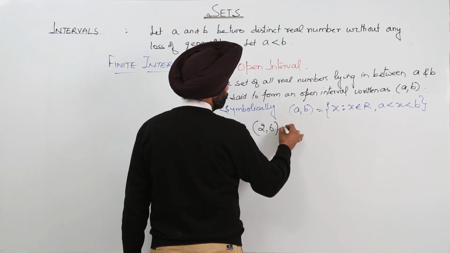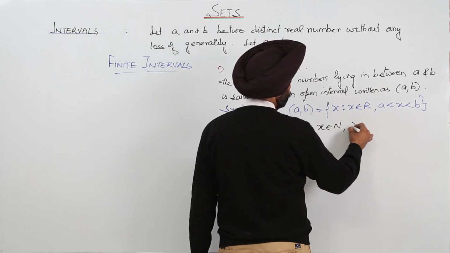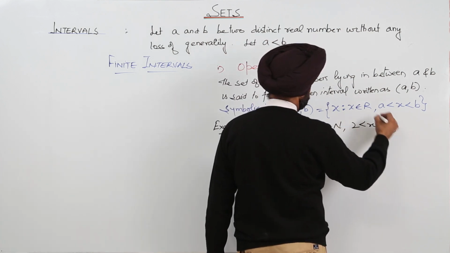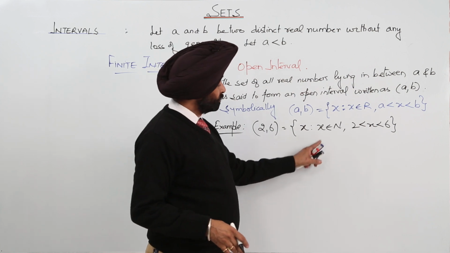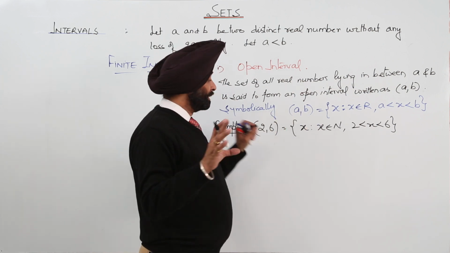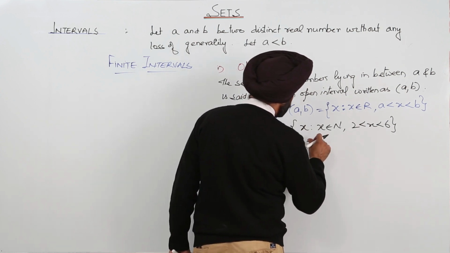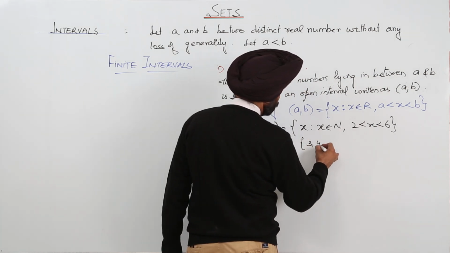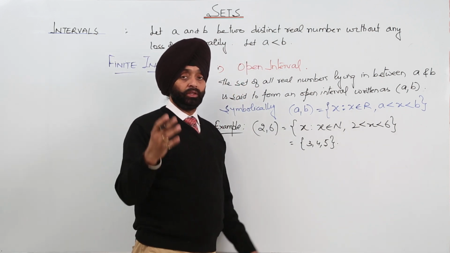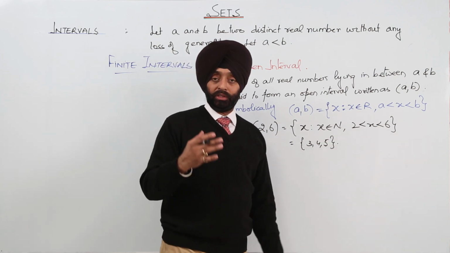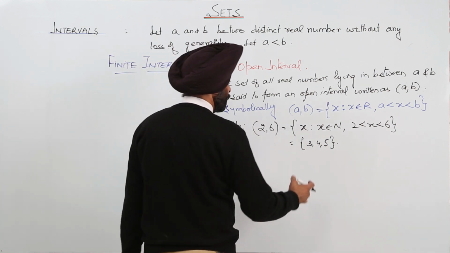Now, example. (2, 6) = {X such that X belongs to natural numbers where 2 < X < 6}. Here one thing should be very clear: I am not mentioning real numbers, I have just mentioned the set of natural numbers to give you an example. So we can write it as {3, 4, 5}. And suppose if we are taking real numbers, (2, 3) in the open interval can be 2 < X < 3 where X belongs to the set of real numbers.